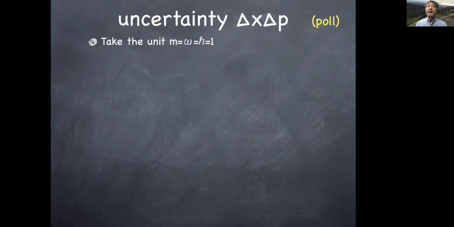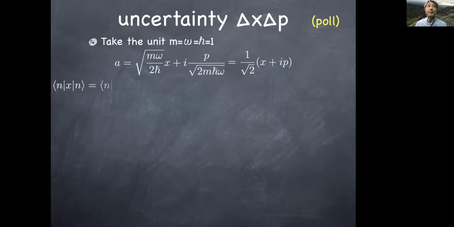So to simplify the calculations, I take units where m, omega, h bar, all these constants are 1. So a just turns into x plus ip over square root 2. And then x is just a plus a dagger over square root 2. Because when I add a dagger to this one, p cancels. I get x twice with 1 over square root 2. So dividing by 1 over square root 2, I just recover x.